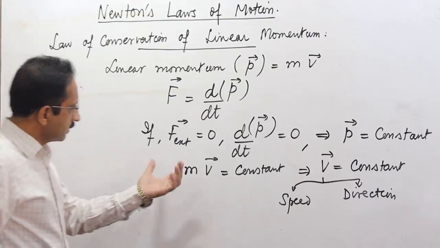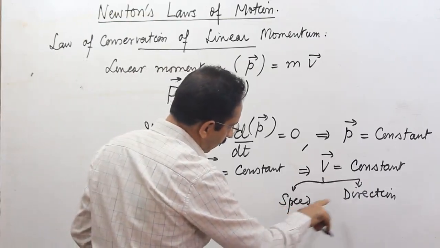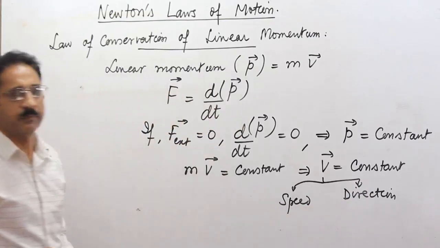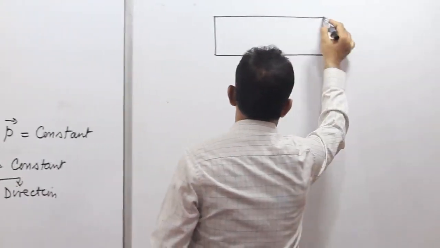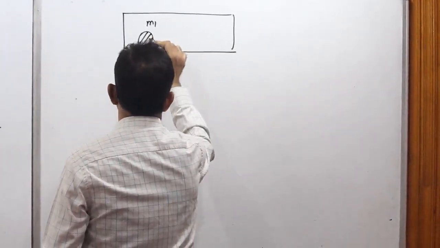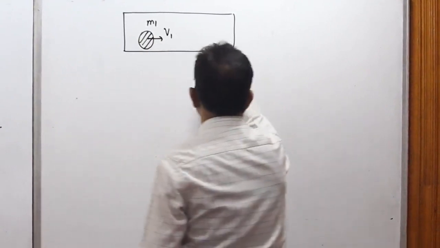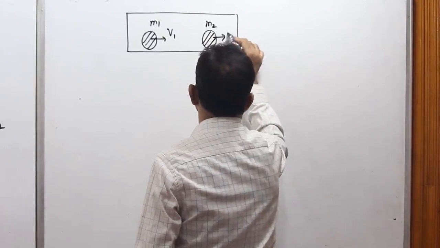Now taking this example further, we can think of a system now consisting of more than one particle. More than one particle. ये एक system है. इस system में एक particle है of mass m1 with velocity v1 और एक मास m2 है with velocity v2.